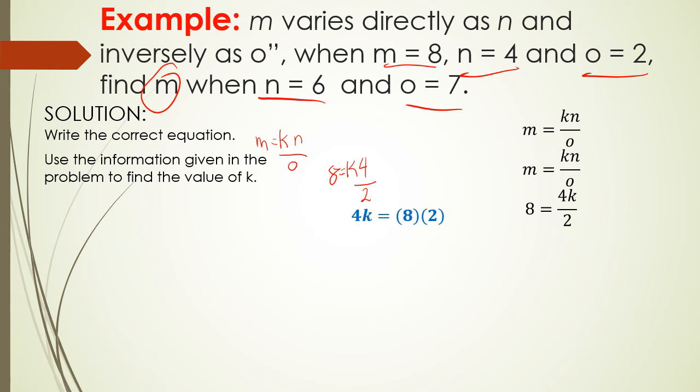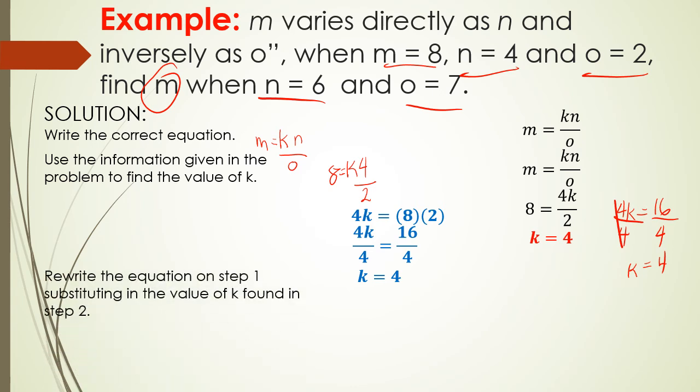So, cross multiply. Tama, cross multiply 8 times 2, and then is equal to 4K. So, 4K kasi lagi nauuna yung coefficient bago yung variable. So, magiging 8 times 2, that is 16. So, 4K is equal to 8 times 2, that is 16. Divide both sides by 4. K is equal to 4. So, tingnan natin kung magiging tama siya.